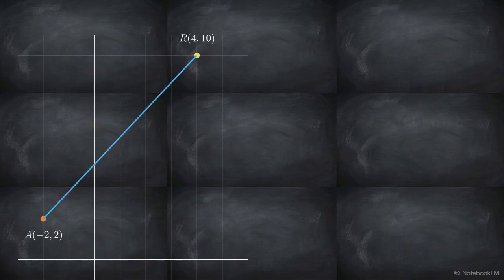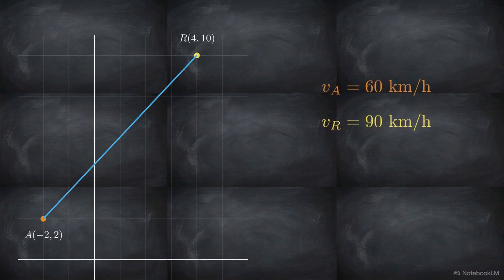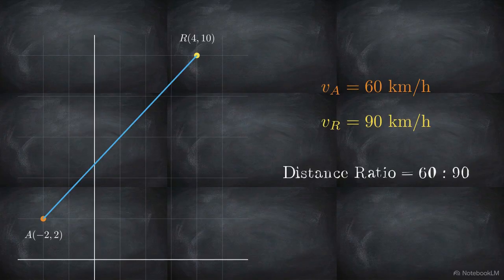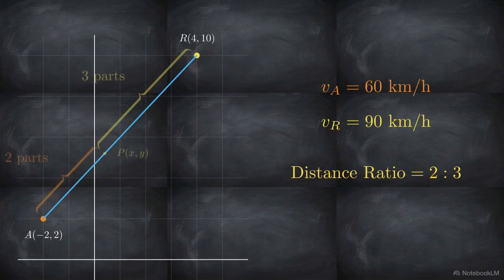We need to find the exact coordinates of their meeting point, but we want to do it without relying on complex, time-dependent calculus equations. Because their travel time is identical, the ratio of their speeds is exactly equal to the ratio of the distance they cover. 60 to 90 simplifies to a distance ratio of 2 to 3. The meeting point simply divides the physical path in that exact proportion.